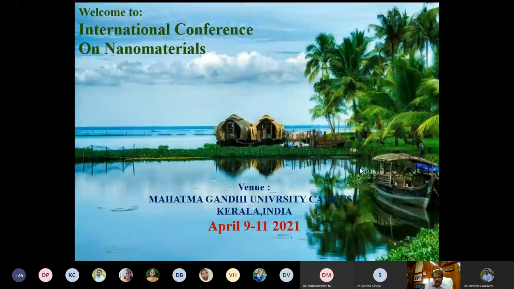We also have a conference coming up next year. This is a face-to-face meeting, an international conference on nanomaterials. I hope the pandemic will be over by then, April 9 to 11, 2021. This is the beautiful scenery of the backwaters of Kottayam. Next one, please.